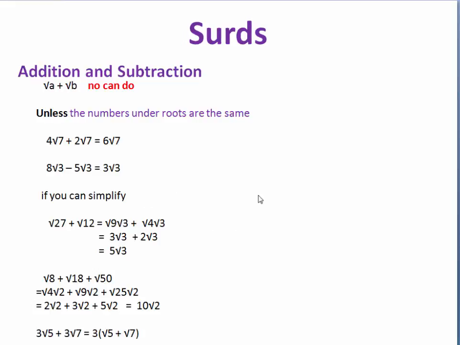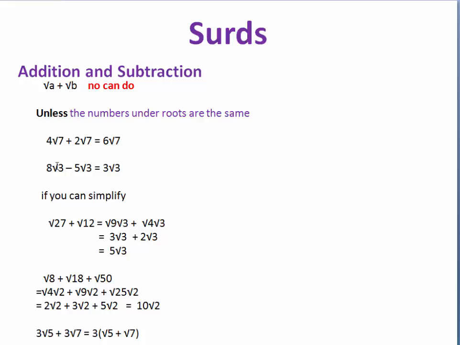Addition. Now be very careful here because you can't do square root of a plus square root of b. It doesn't work as this equals square root of a plus b, okay? Don't do that. The only way we can add these is if the numbers under the roots are the same. And the way I like to think about it is, I like to say 4 lots of square root 7 plus 2 lots of square root 7 equals 6 lots of square root 7.